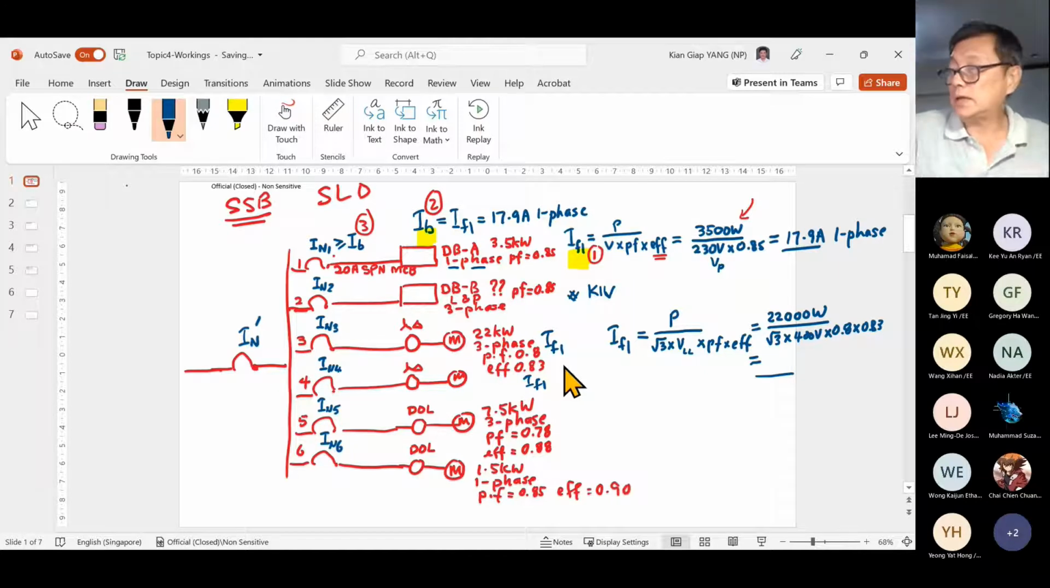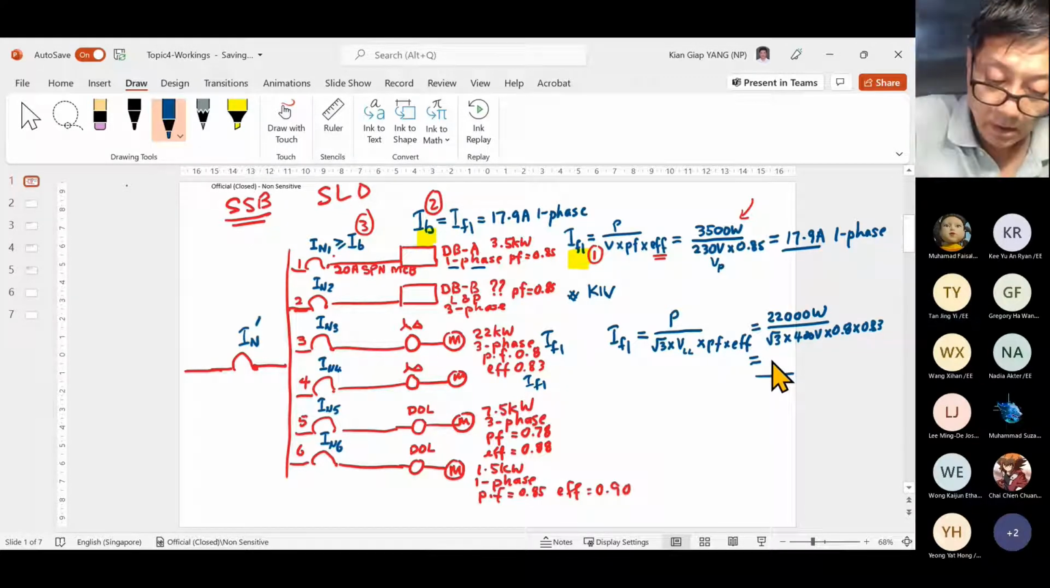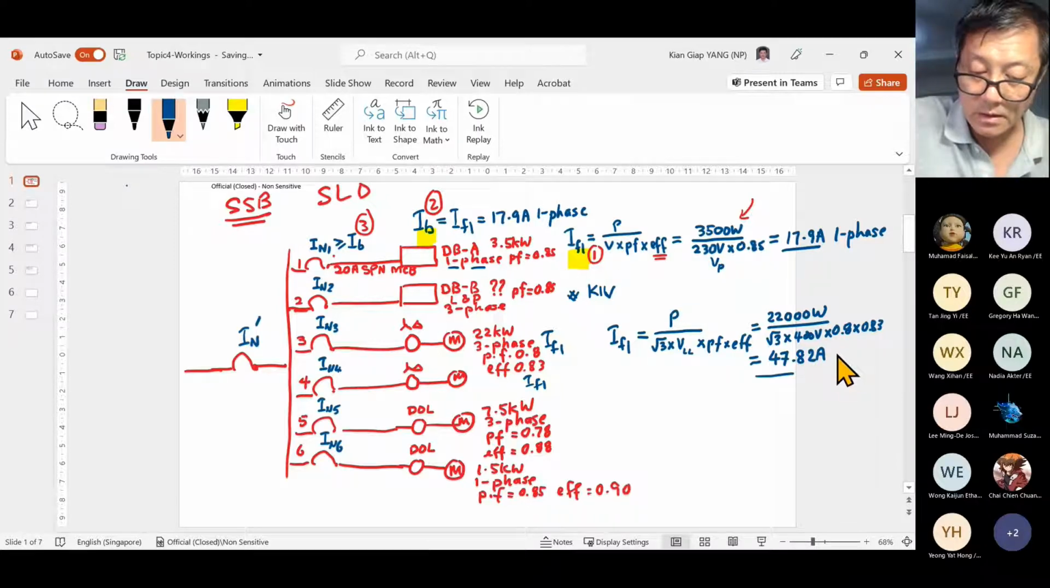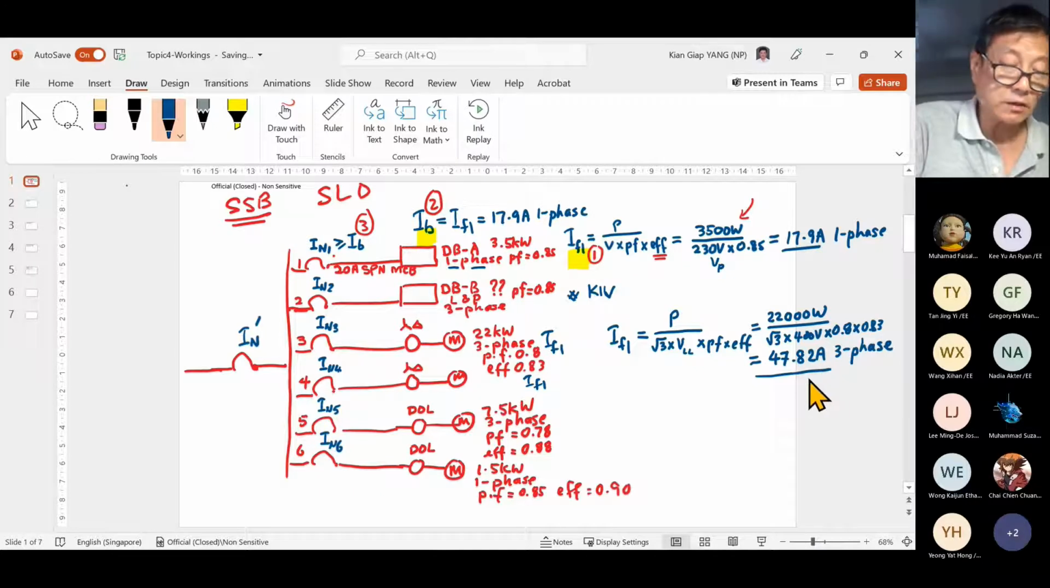Come on, the rest of you can take out a calculator and quickly give your answer now. 47.82. 47.82 ampere. Is it single phase or 3 phase? 3 phase. So write it down, to remind yourself whether you're dealing with single phase or 3 phase. So that is the first step.